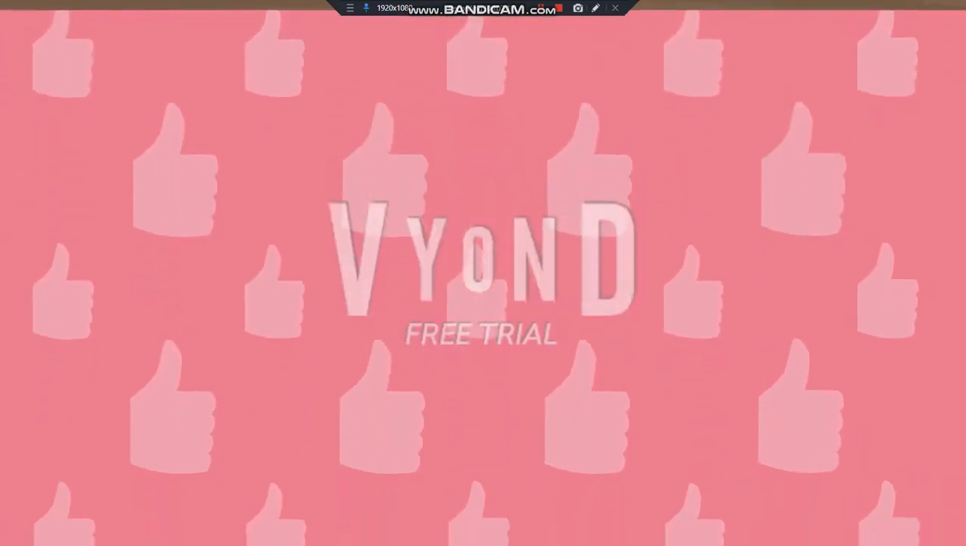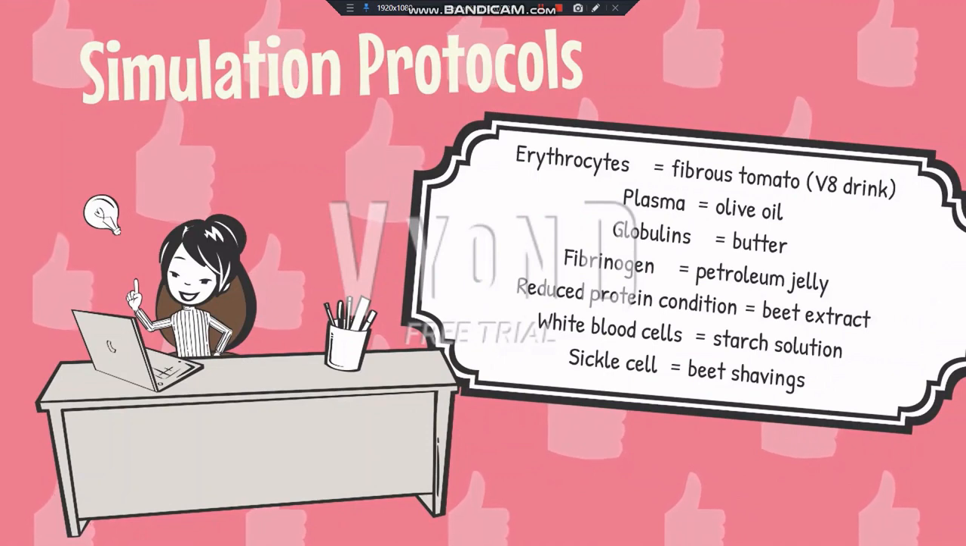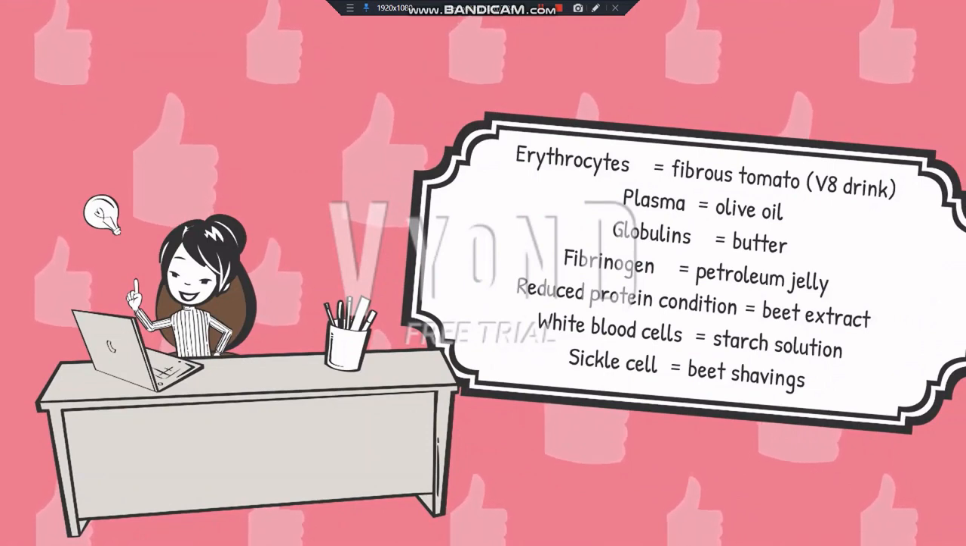Now let's relate this simulated protocol with the real components. The fibrous tomato acts as erythrocytes, the vegetable oil can be related to plasma, and petroleum jelly mimics the role of fibrinogen. We can also add other ingredients like butter that acts like globulin of blood, and starch solution acting as WBCs. We can also create diseased conditions artificially. For example, using beet extract a reduced protein condition is reflected, and using beet shavings a sickle cell condition will be formed.